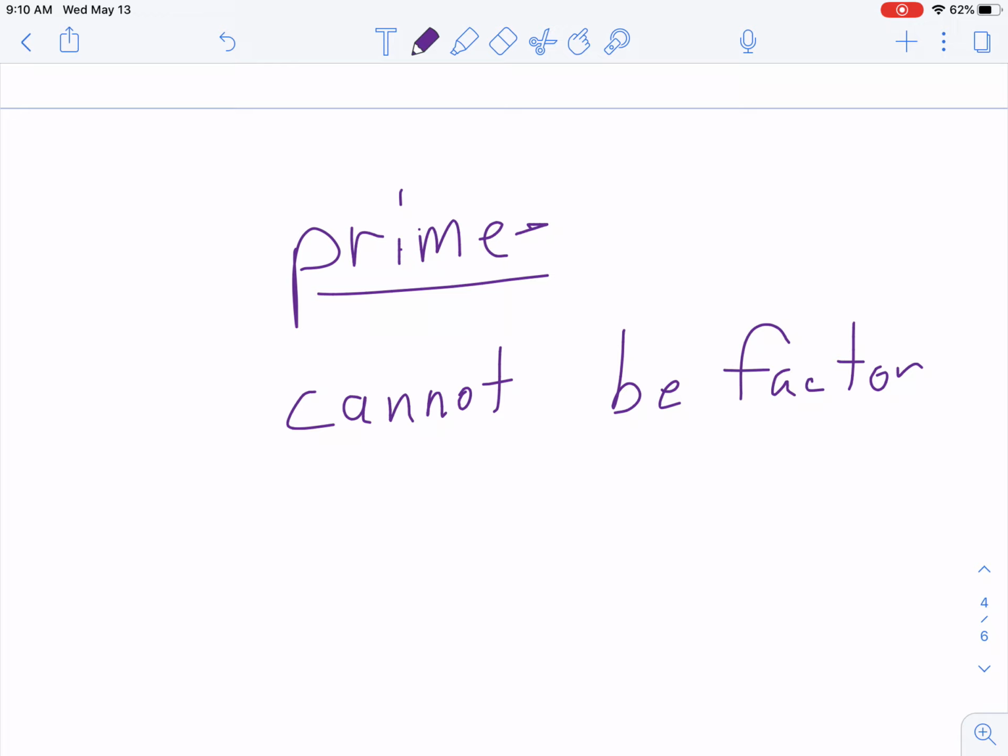Remember, a prime number is like 2, 3, 5, 7, 11, 13. Okay, numbers that are only divisible by themselves and 1. Well, sometimes a polynomial is a prime polynomial and cannot be factored. Okay, so keep that in mind.